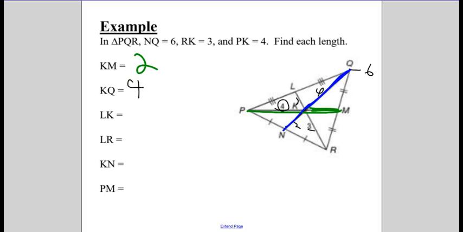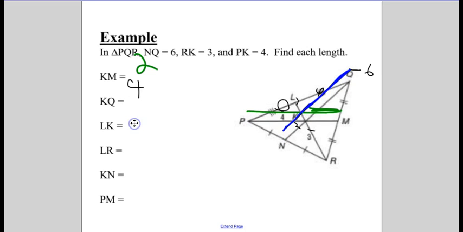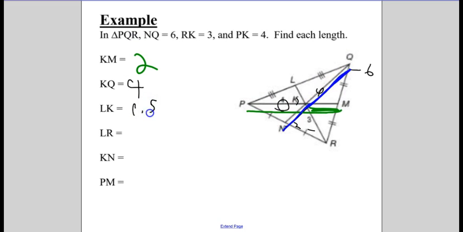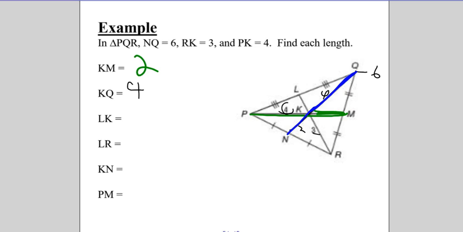All right, what about LK? Well, LK is this short piece of LR. KR is 3, so that means LK is half of that. Whoops, 1.5. Lost my 1.5. All right, LR is the entire piece. So if LK is 1.5 and KR is 3, we add them together and get 4.5. Also remember, LR is 3 times the short piece. So that's another way of getting it.